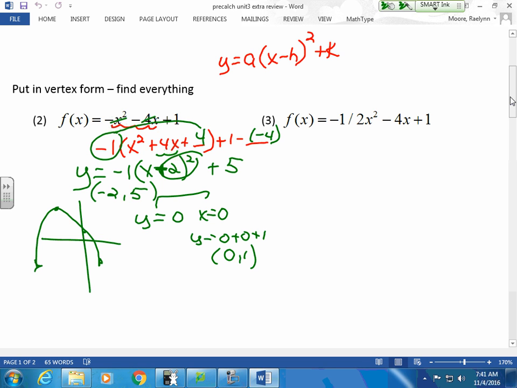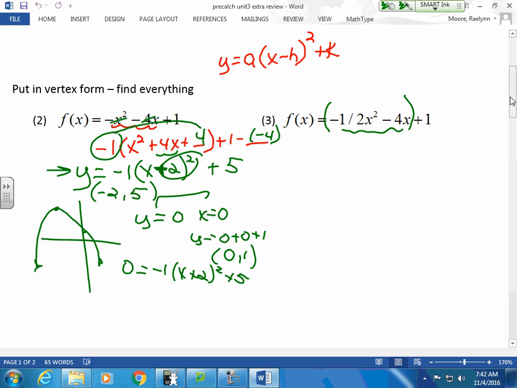My x-intercept, use this guy. So 0 equals negative 1 times x plus 2 squared plus 5. Subtract 5, divide by 1, take the square root, and give me your roots, okay? Also, domain, range, increasing, decreasing. Everybody okay with those things? All right. Let's get this out of here. This negative 1/2. Without your calculators. So I'm just going to group these guys together right now.